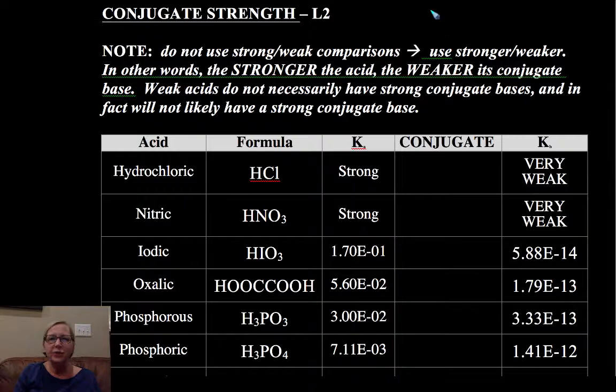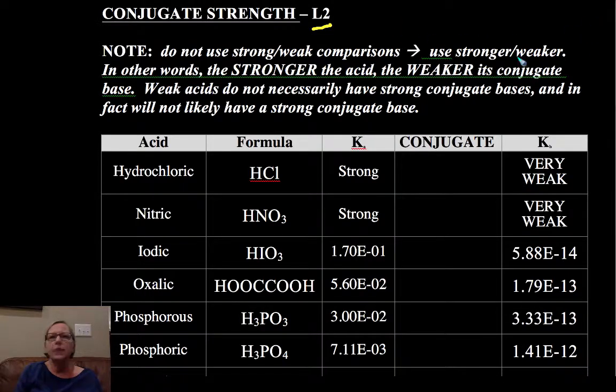I am so glad you joined me for today's discussion of acid-base chemistry. In this segment, we're going to be discussing conjugate base and conjugate acid strength. I call this a level 2 because it's getting a little bit deeper than just identifying or being able to write the formula for a conjugate acid or a conjugate base.